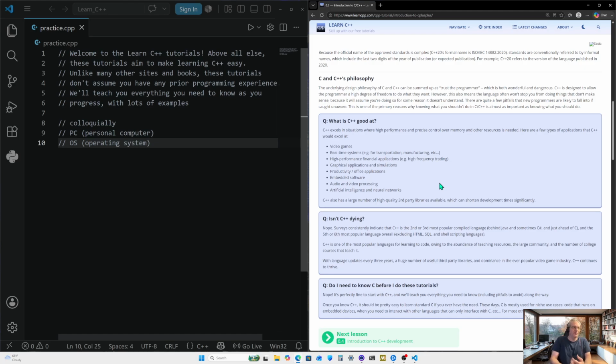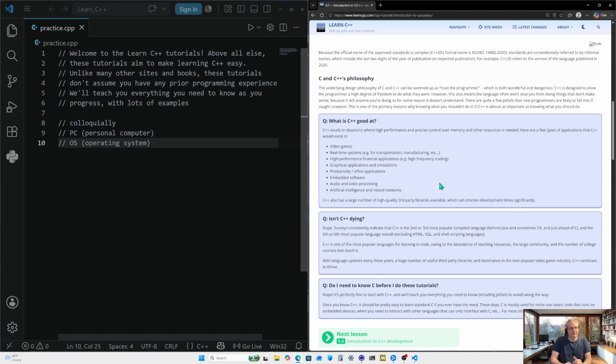The answer to that, nope. It's perfectly fine to start with C++. Knowing C can give you an understanding of some of the already implemented stuff in C++, because some of the stuff in C can be used in C++ as well. Not everything, though, that I understand of. And well, teaching everything you need to know, including pitfalls to avoid along the way.